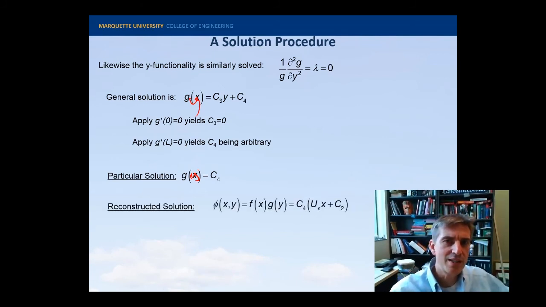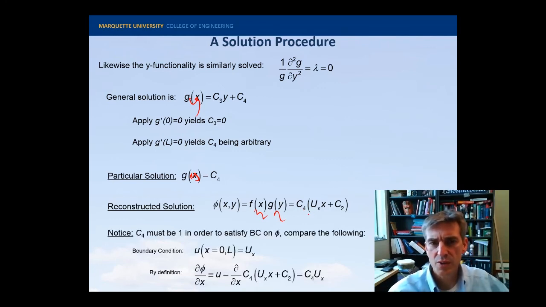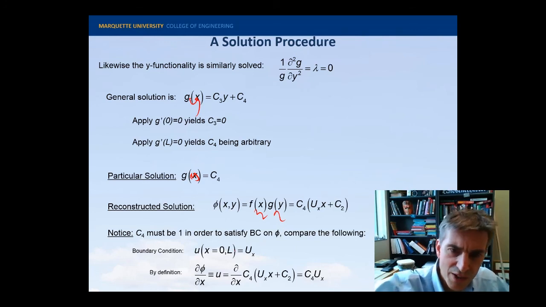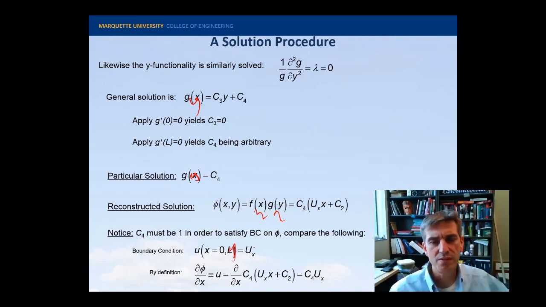All right, so I reconstruct the solution from separation of variables by multiplying f of x and g of y together, and I get this linear function here. And you should notice that we can do one simplification, and that is that c4 has got to be equal to 1. Because if I apply the boundary condition to phi, the potential function, the boundary conditions were that at x equal to 0 and at the location of L, that should be maybe h or just arbitrary y, the velocity is u of x.